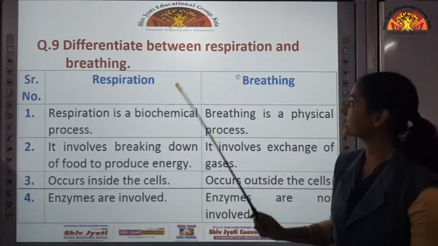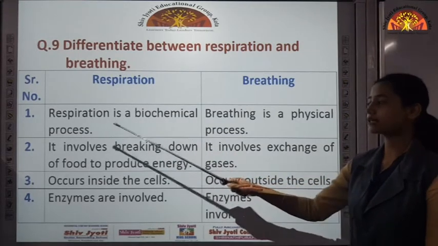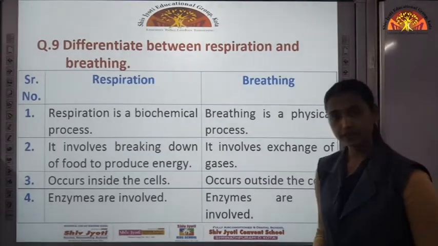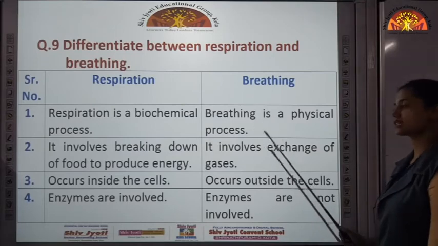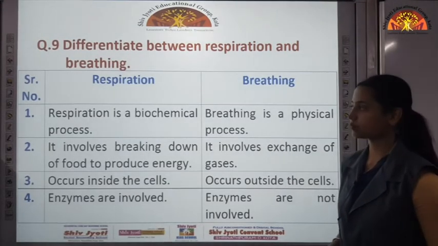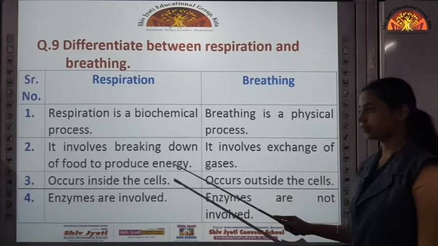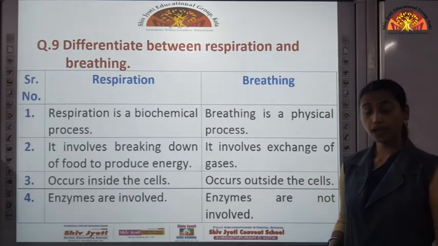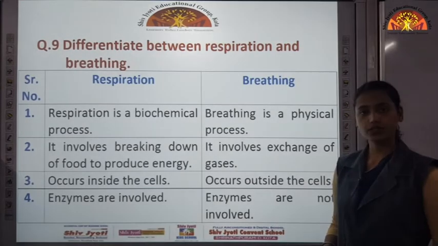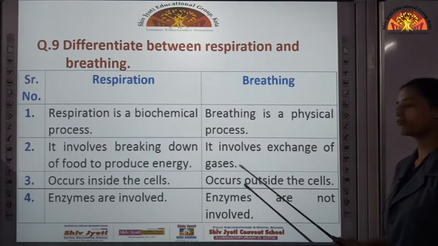Now differentiate between respiration and breathing. Respiration is a biochemical process, a chemical change, whereas breathing is a physical process, simply inhaling and exhaling taking place. Respiration involves breaking down of food to produce energy. Glucose is broken down into carbon dioxide and water, and in the human body, in absence of oxygen, it breaks down into lactic acid. Whereas breathing involves exchange of gases.